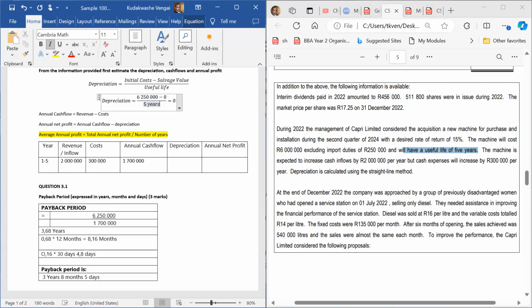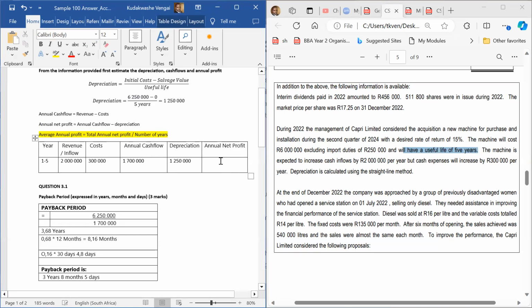Right? We put that in a calculator. 6,250,123 minus 0 divided by 5. That gives us a depreciation of 1,250,123 in a year. That's the depreciation. So we can come over here and say 1,250,123, right? So we then subtract our cash flow, 1.7 million, minus the depreciation, 1,250, and then we get 450,000. So that's our net annual profit for each and every year.